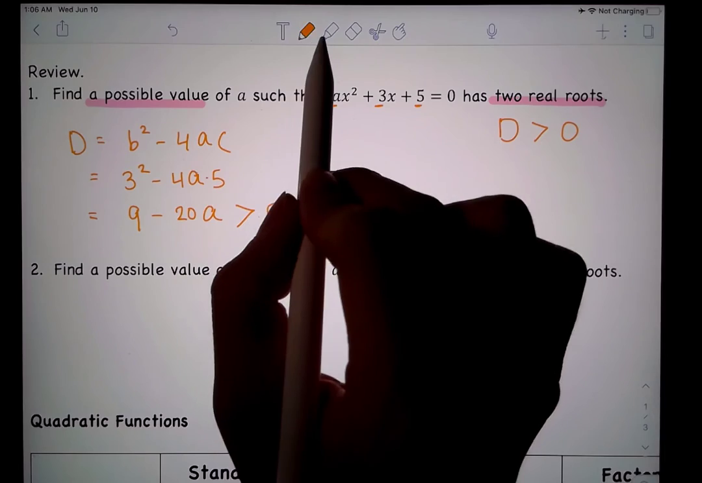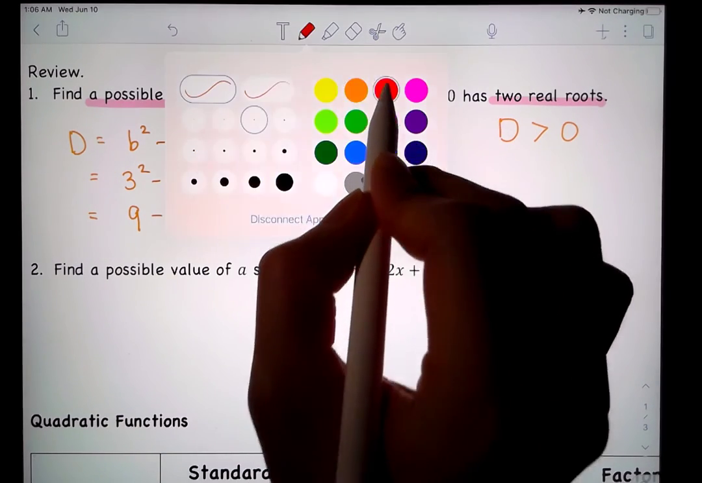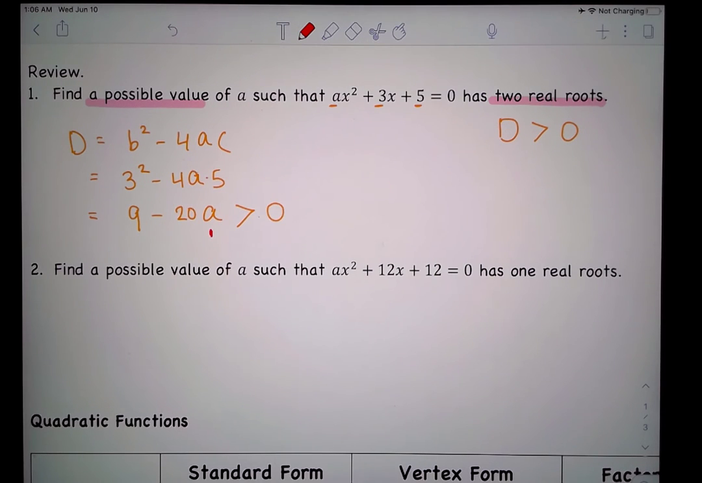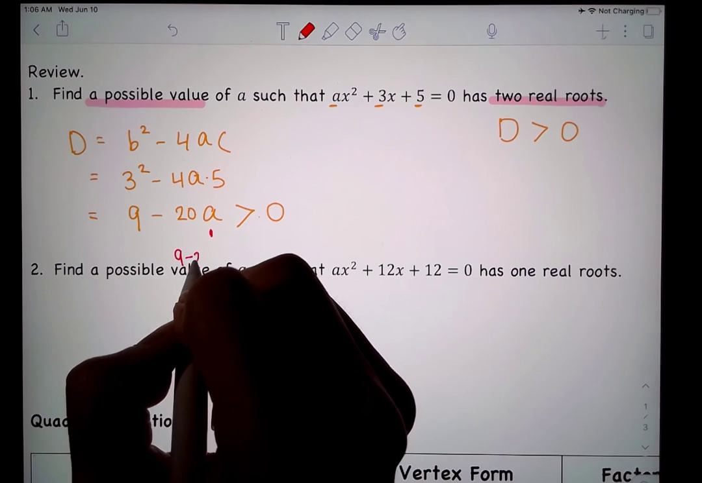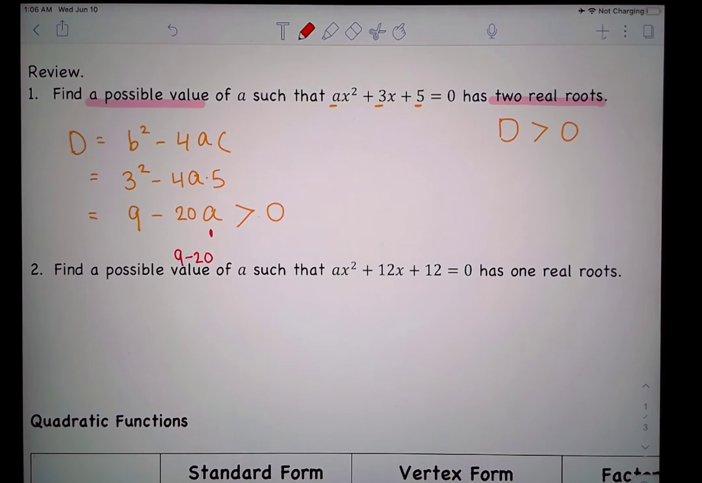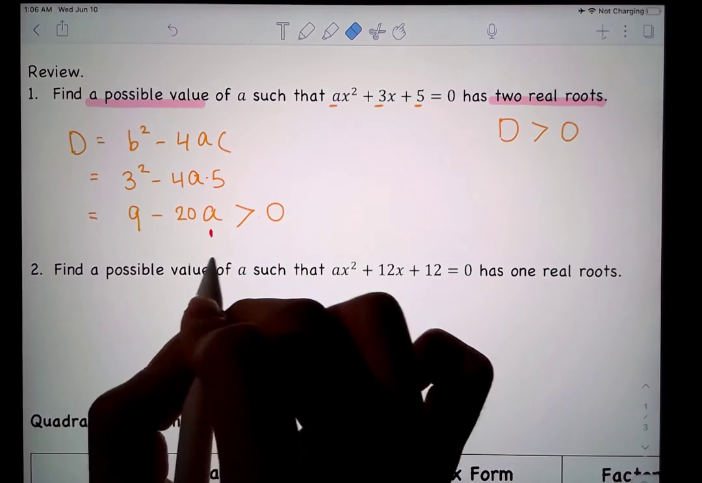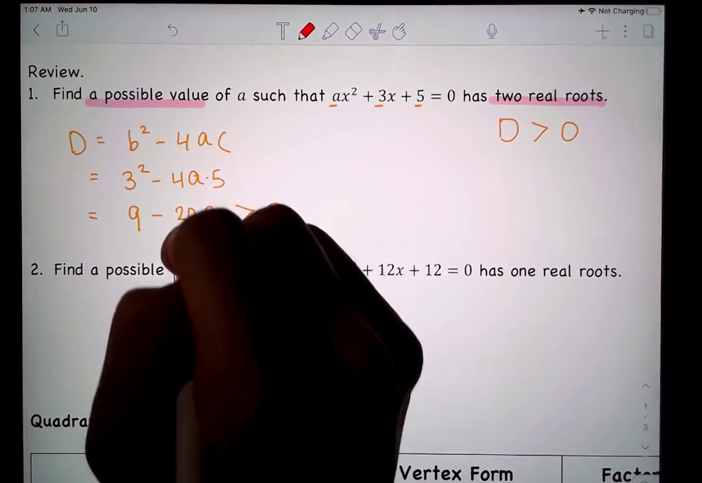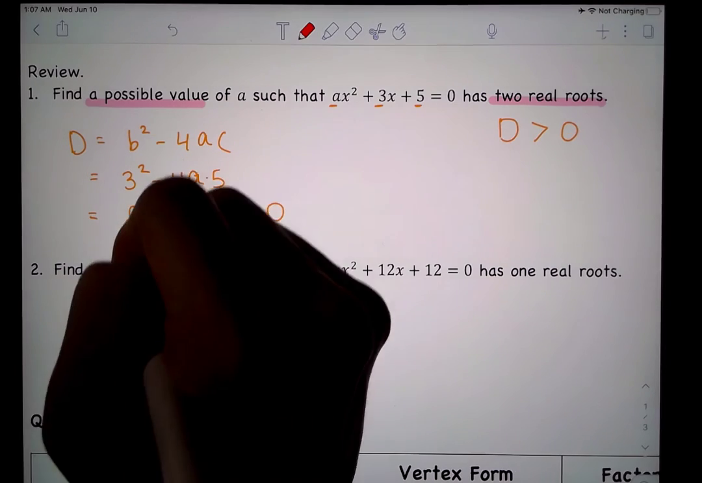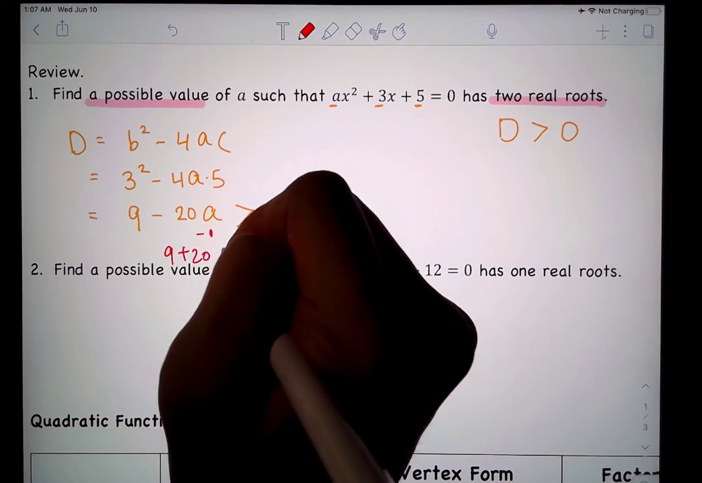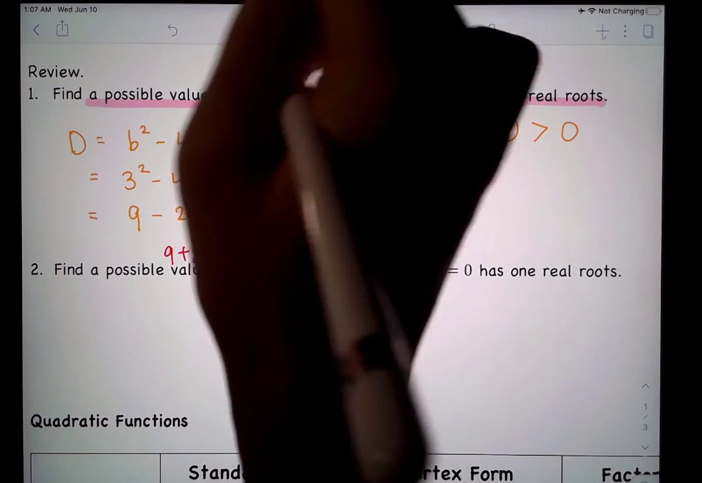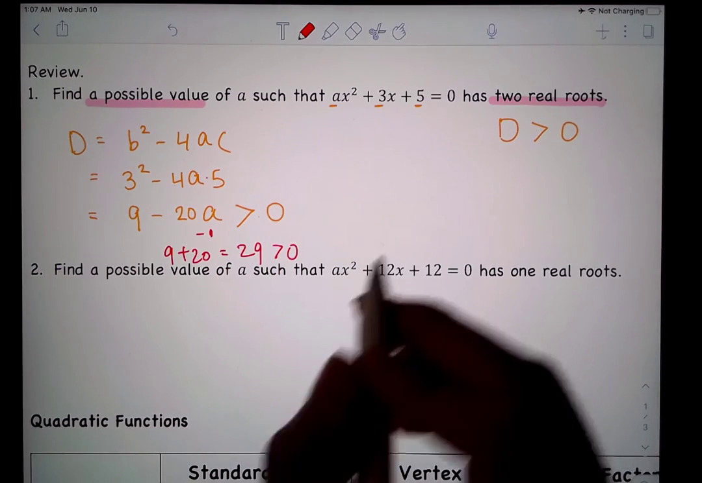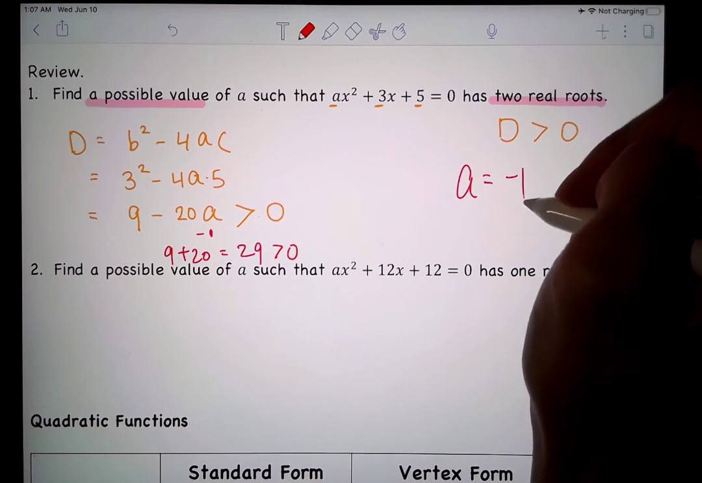So think about it, guys. If your a is a positive value, so what about 1? If I have 1 for a, then what happens? That'll be 9 minus 20, so not, right? That'll be a negative number. So negative 1 works, right? If a is negative 1, then that'll be 9 plus 20, which is 29, and that's positive, right? So your one possible value could be negative 1.